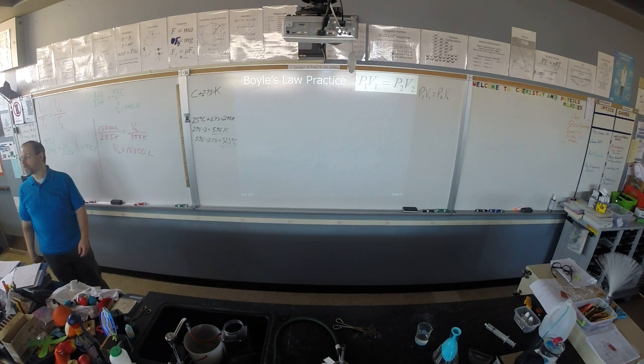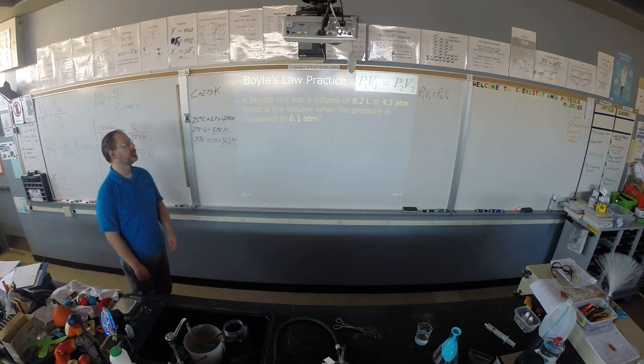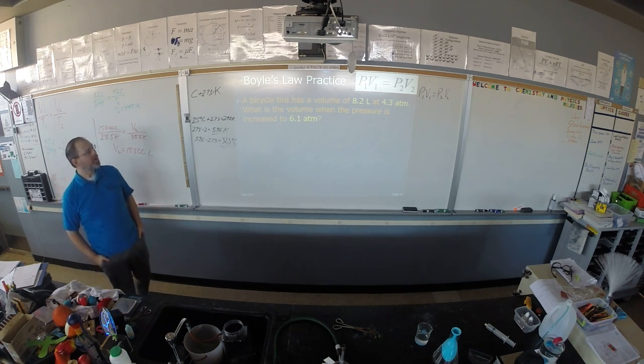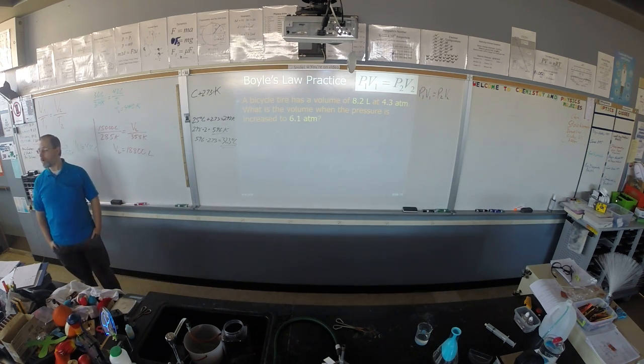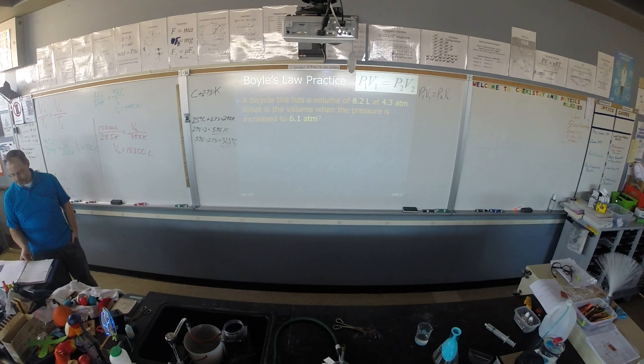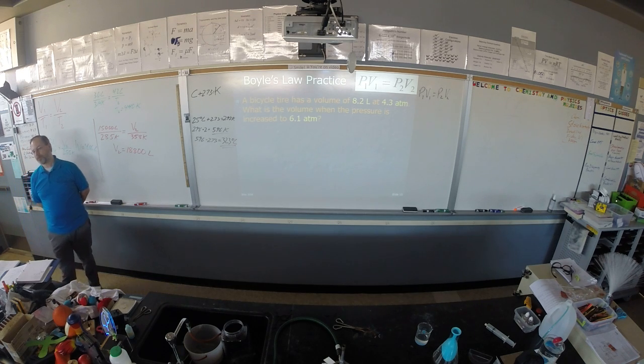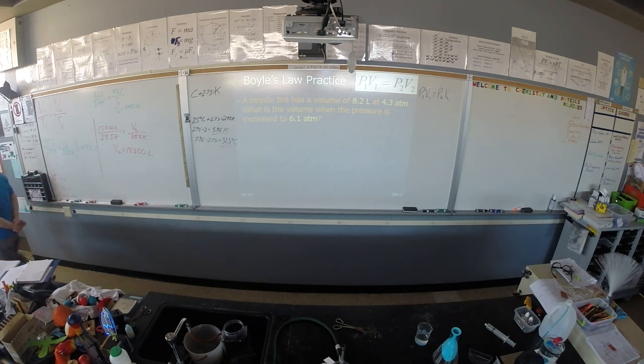Okay, so let's do Boyle's law practice. Consider this. A bicycle tire has a volume of 8.2 liters at 4.3 atmospheres. What is the volume when the pressure is increased to 6.1 atmospheres? The gas was increased in pressure, so we would expect the volume to increase.